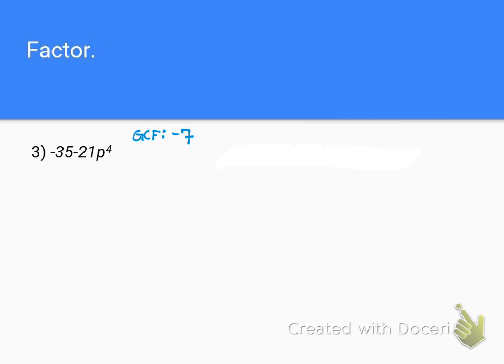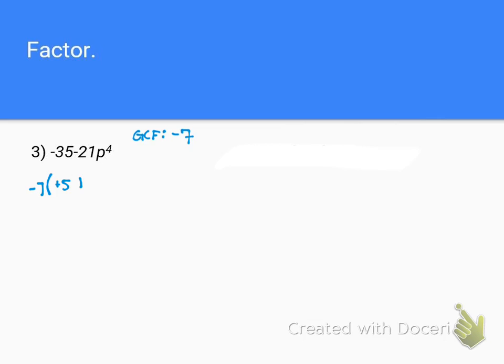This is yesterday's lesson. Now we're going to work on today's part of the lesson, which is factoring, which means to break apart. So we're going to take negative 7, bring it down like this. Okay, open parentheses. Turn to your neighbor. Tell them what's negative 35 divided by negative 7. What is it, everyone? 5. Good. Okay, so we're going to write down positive 5. And then what's negative 21 p to the 4th divided by negative 7? Turn to your neighbor. Tell him or her what it is.